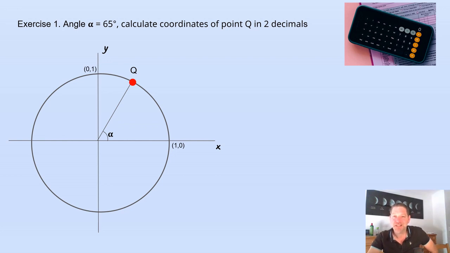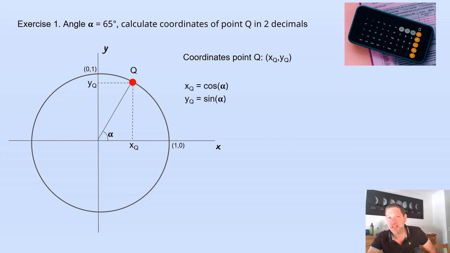Finally, time for an exercise. Here it is. So we have the angle alpha is 65 degrees. Calculate the coordinates of point Q in 2 decimals. Alright, let's start where we always start, by checking the components, the x and the y component of point Q. The x component can be calculated by taking the cosine of alpha, and the y component can be calculated by taking the sine of alpha. This time we actually have a number that we can substitute for the alpha, which is 65.